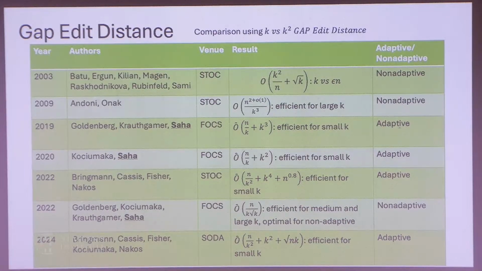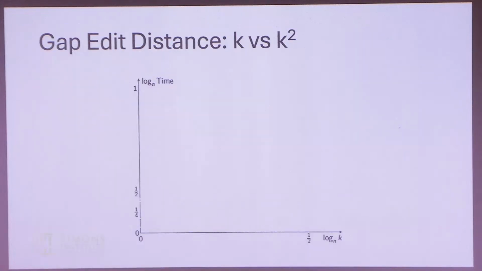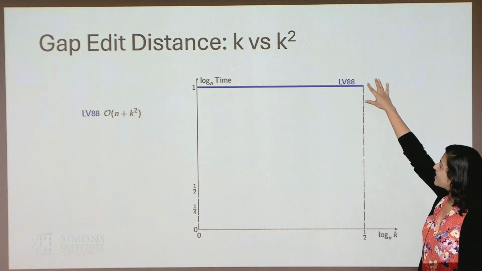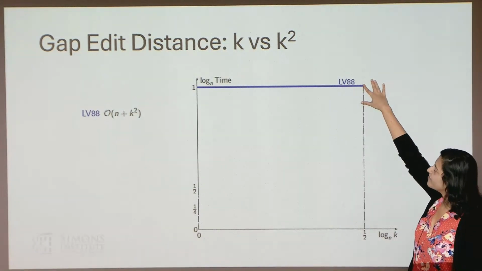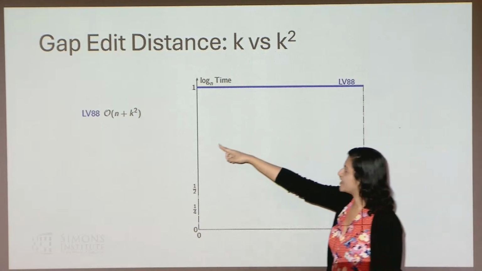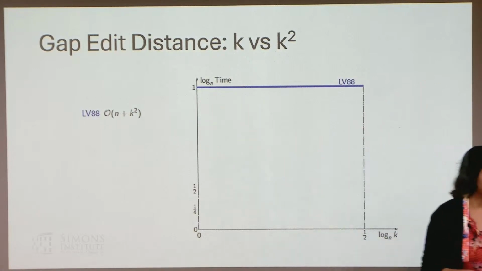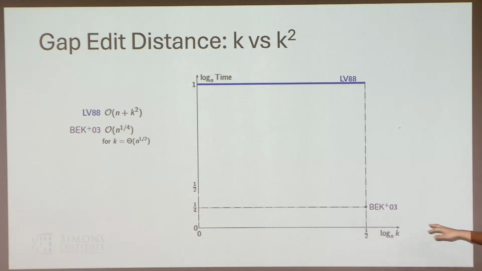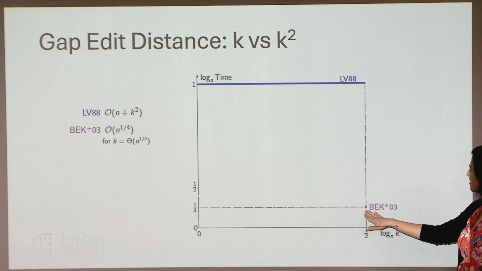So maybe it's better for me to show you these results in a plot. So this is how it looks in a plot. The x-axis is k and the y-axis is the time. This one is the baseline. This is the linear time algorithm of Landau and Vishkin. In linear time, you can, in n plus k squared, solve the edit distance problem exactly. So that's our baseline. This is the 2003 paper by Ron and others.